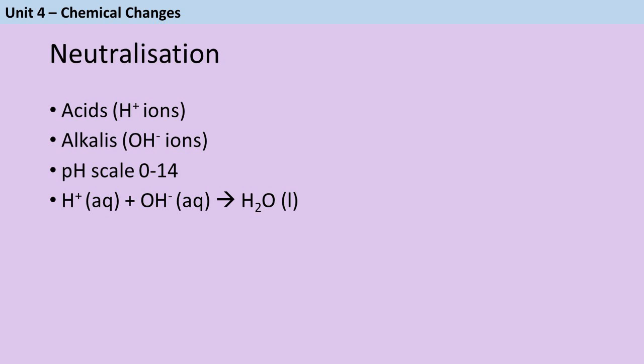We can determine how acidic or alkaline something is by using something called the pH scale, a scale that goes from 0 to 14. You need to know a general equation for the neutralisation of an acid by an alkali. This is an equation that works for any acid and any alkali, so we don't include the spectator ions. So we have H+ for the acid, OH- for the alkali, joining together to form water.